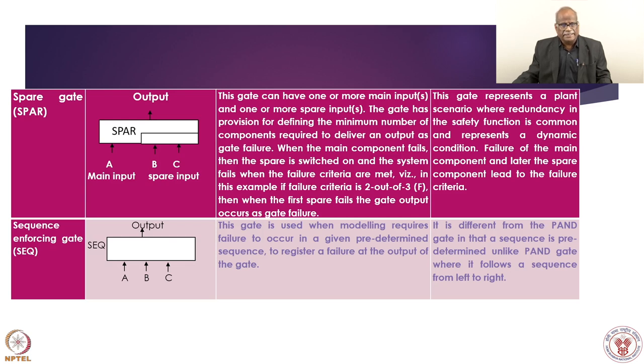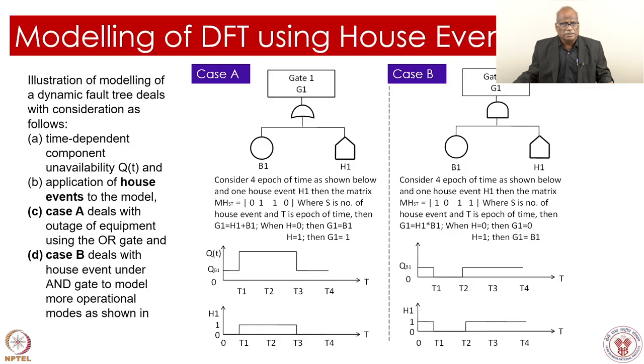Then sequence enforcing, that is called the sequence gate. The output will occur only when the inputs come in a certain sequence. The gate is used when modeling requires failures to occur in a given predetermined sequence to register. So if the events are not in the predetermined order, they are not registered. Let's say in a real-time situation I have identified one pump, which is a high capacity pump. Pump A should fail first, then pump B, which is low capacity, then pump C after that. Why? Because we need higher flow in the beginning and lesser flow later. If the failures occur in A, B, and C in that sequence, then the output will occur. This is how it is done in the dynamic fault tree.